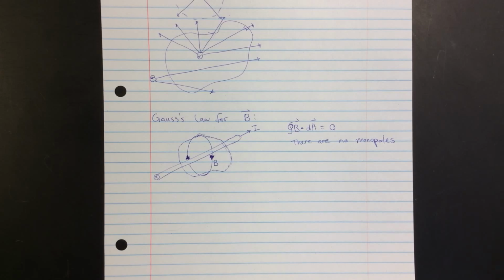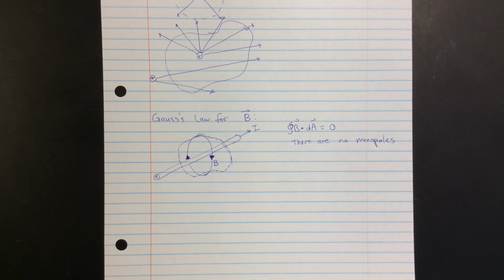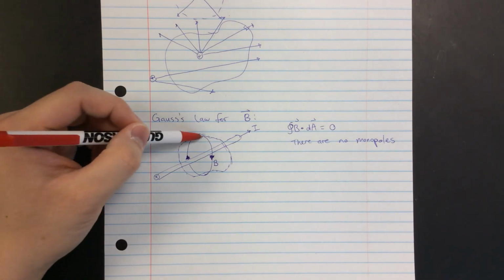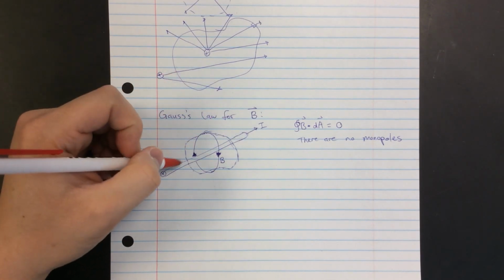So what I'm going to describe here is then, instead of looking at how much the field is leaving or entering, what we're looking for is a way to relate how the magnetic field goes in a loop, right? And how does that relate to the current on the inside? And that's what Ampere's law does.